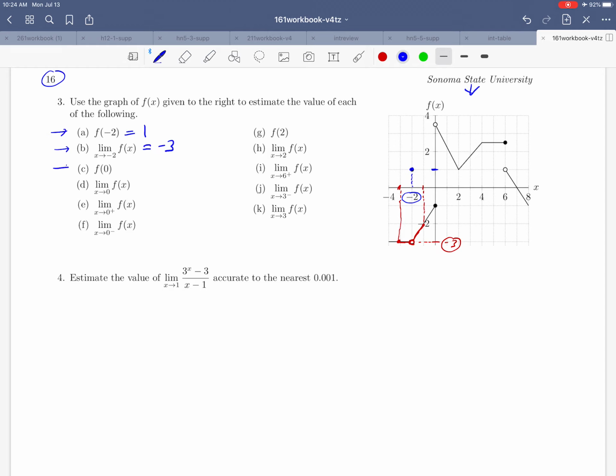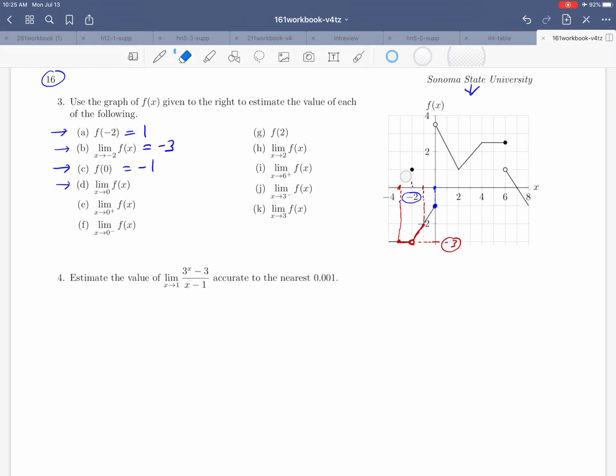Okay, what about f of 0? Okay, so what would we get as an output value if we substitute exactly 0 into our function? Well, here's 0. And the point on our curve looks like it's down here. And that y value happens to be negative 1. And then we come to the limit as x goes to 0 of f of x.